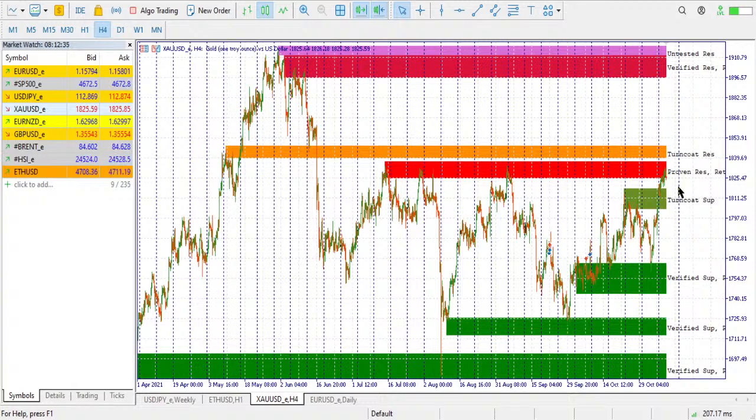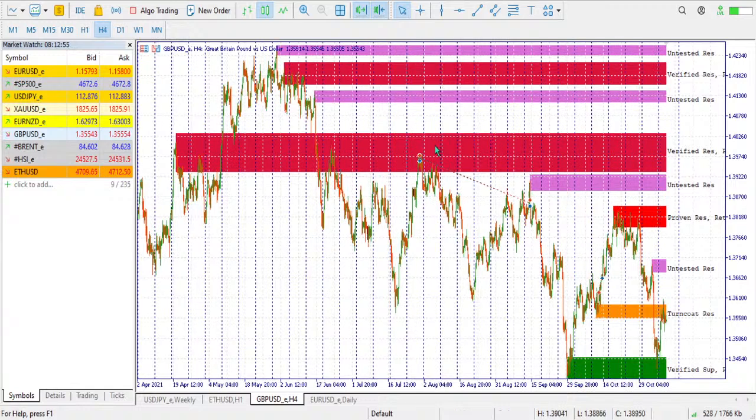But if that does not happen, if the price does exactly the opposite and instead continues up, then we do expect it to continue up, at least up to this verified resistance level. So that's it for gold. GBP/USD.